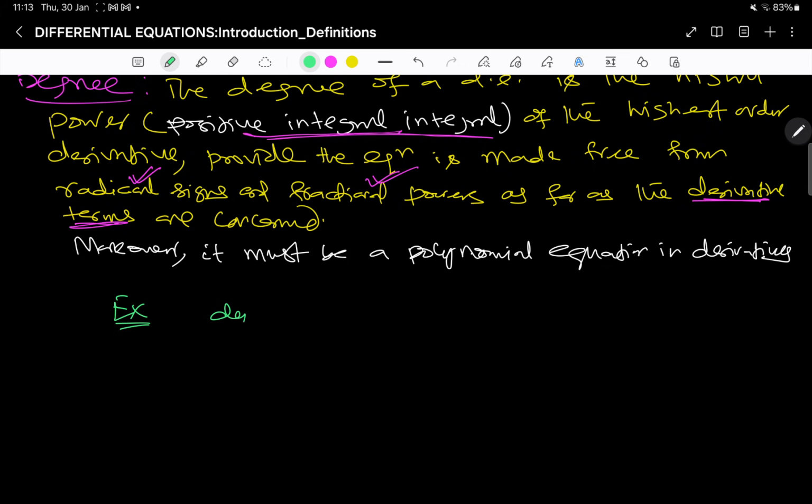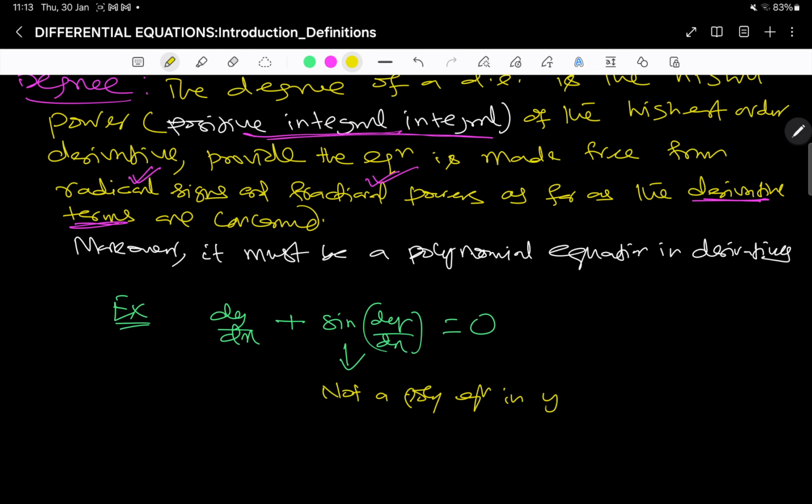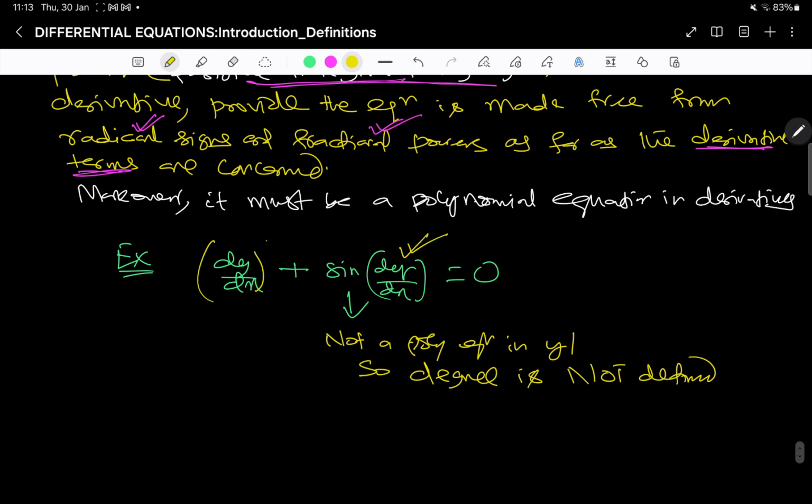Suppose I have a differential equation dy by dx plus sine dy by dx is equal to 0. You see, it is not a polynomial equation in y dash, because there is a derivative term inside sine. Okay, y dash. So degree is not defined. However, order is fine, because the power is 1 here. The order is 1.